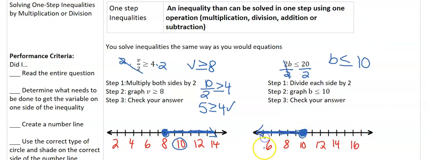line. If we want to check our answer, I can plug in 8 for b, so we have 2 times 8 is less than or equal to 20. And 2 times 8 is 16, which is in fact less than or equal to 20, so we know that our steps were correct.